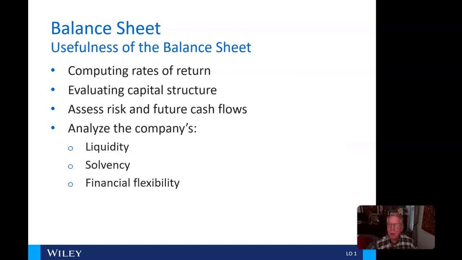Okay, and we're going to look at how we compute rates of return, evaluate our capital structure, assess risk and future cash flows, and just generally analyze the company's liquidity, solvency, and for that matter, its financial flexibility.